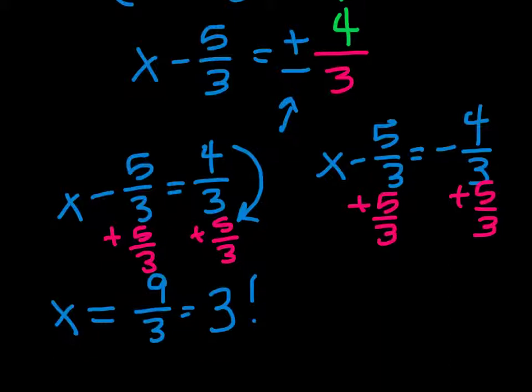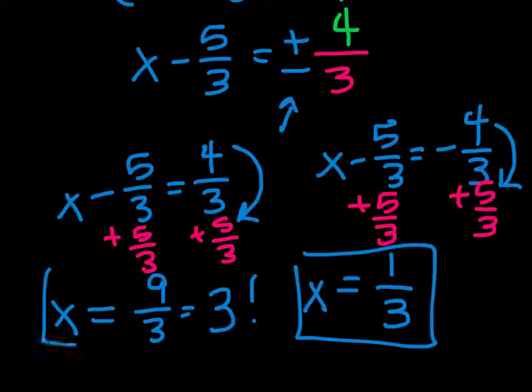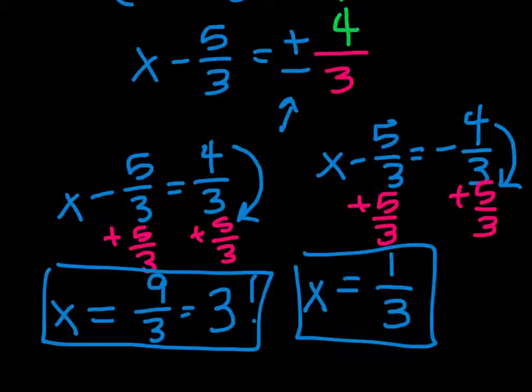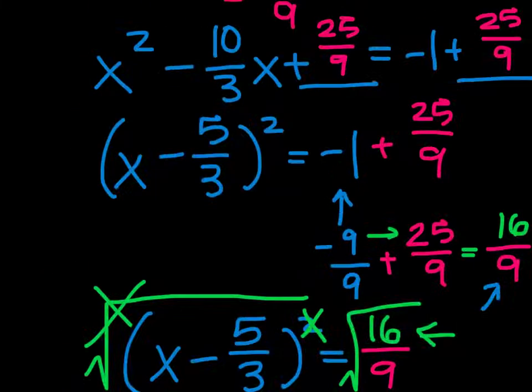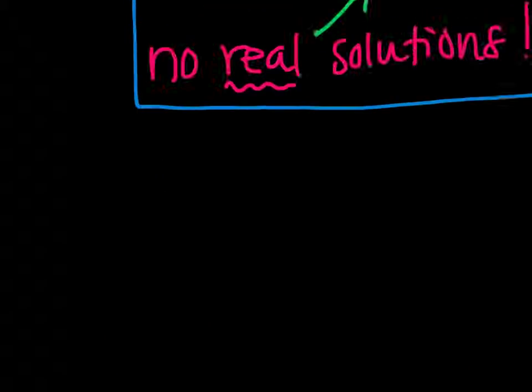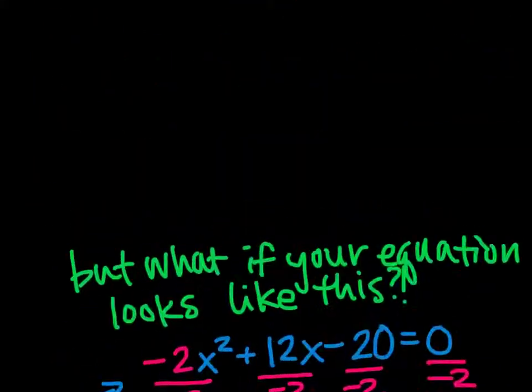Whoa, a whole number. That's kind of cool. Even after all this fraction work, things are kind of all shaking out. And then we also have x is equal to negative 4 thirds plus 5 thirds, which is 1 over 3. So we have one fraction answer and one whole number answer. And that is how we do completion of squares. We're completing the square.